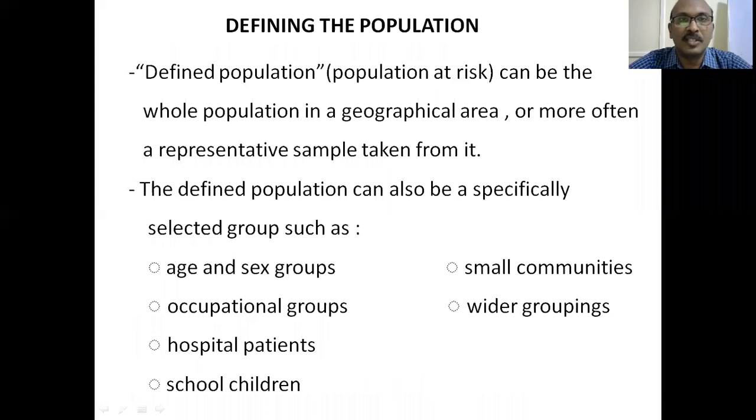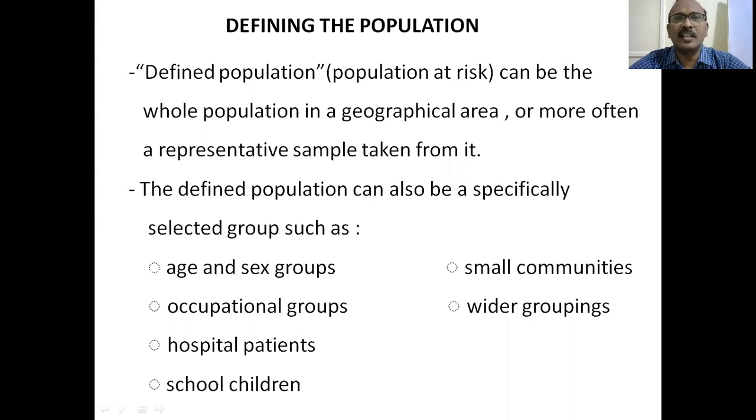Now, defining the population to be studied. The first thing is, in descriptive study, we study the populations and not the individuals. Here we try to define the population not only in terms of its number, but also its various characteristics like age, sex, occupation, and other similar variables. The defined population, as I was saying, is also known as the population at risk. It can be the whole population in a geographical area, or more often a representative sample taken from it.